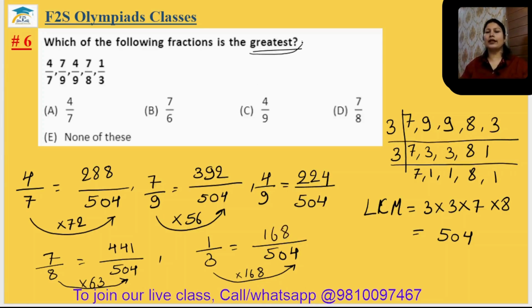We have to find the greatest number. Greatest. Whose denominator is greatest? We can check the greatest denominator number is 7 by 8. Answer will be 7 by 8. That is in the option number D. I am writing here. Sixth answer is option D.